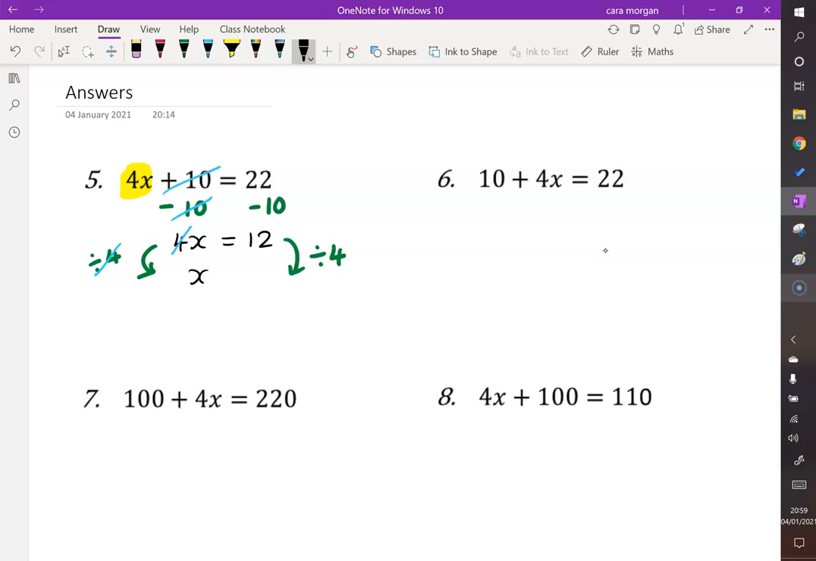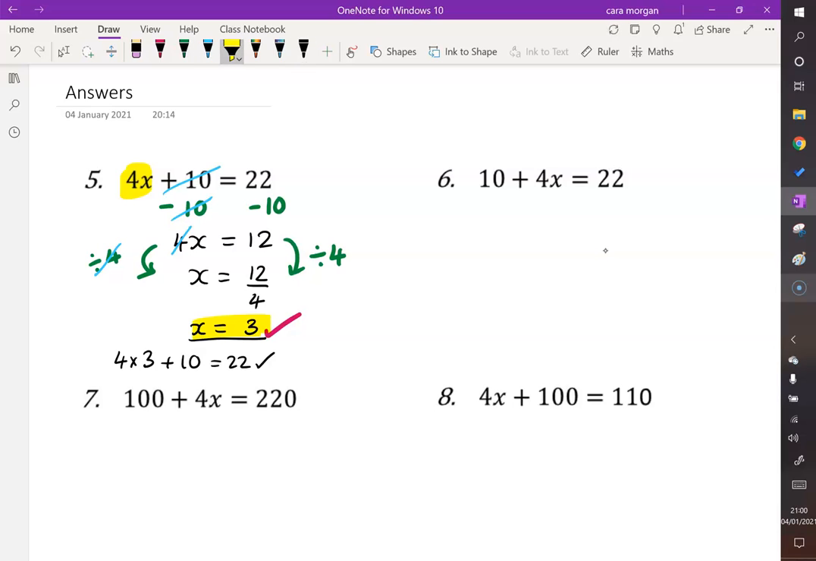So I'm left with x is 12 over 4. Well, 12 divided by 4 is also known as 3. I'm going to check that 4 lots of 3 and 10 make 22. Yes, they do. So I know that my answer is spot on.